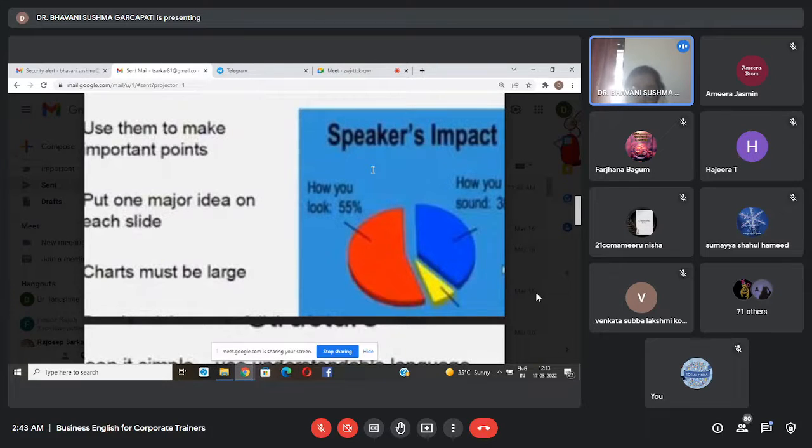So you have to show the difference. Reading is purely different, whereas speaking is purely different. Speaking means you keep some important points, and based upon those points you speak. You can carry some important points in each slide. Charts must be larger. If you are going to show charts, the audience can identify what you are going to speak about. Based upon that you have to plan.